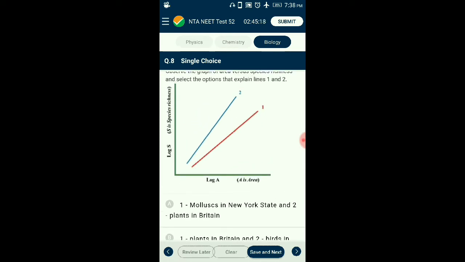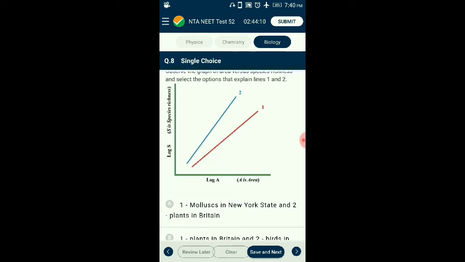The relationship is a straight line described by the equation log S = log C + Z log A, where S is species richness, A is area, Z is the slope of the line, the regression coefficient, and C is the Y-intercept. Ecologists have discovered that the Z value is in the range of 0.1 to 0.2 regardless of the taxonomic group or the region, whether it is plants in Britain, birds in California, or mollusks in New York State. But if you analyze the species-area relationship among very large areas like the entire continent, you will find that the slope of the line is much steeper.